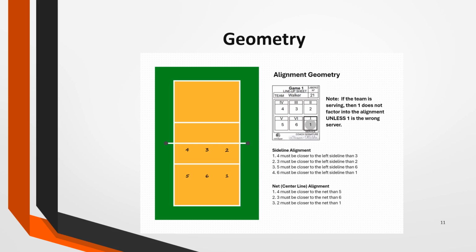4, who is our left front, must be the closest person to the left sideline of any of his neighboring front row players. Therefore, 4 must be closer to the left sideline than 3, who must be closer to the left sideline than 2. And of course, 4 must be closer to the left sideline than 2. The same applies for our back row players, 5, 6, and 1. 5, who is our left back, must be the closest back row player to the left sideline. And 5 must be closer than 6, and 6 must be closer than 1.